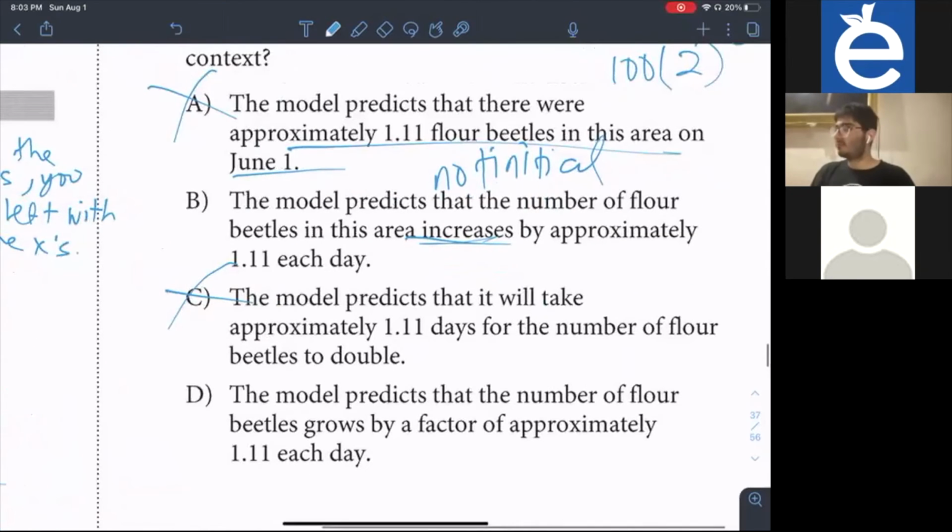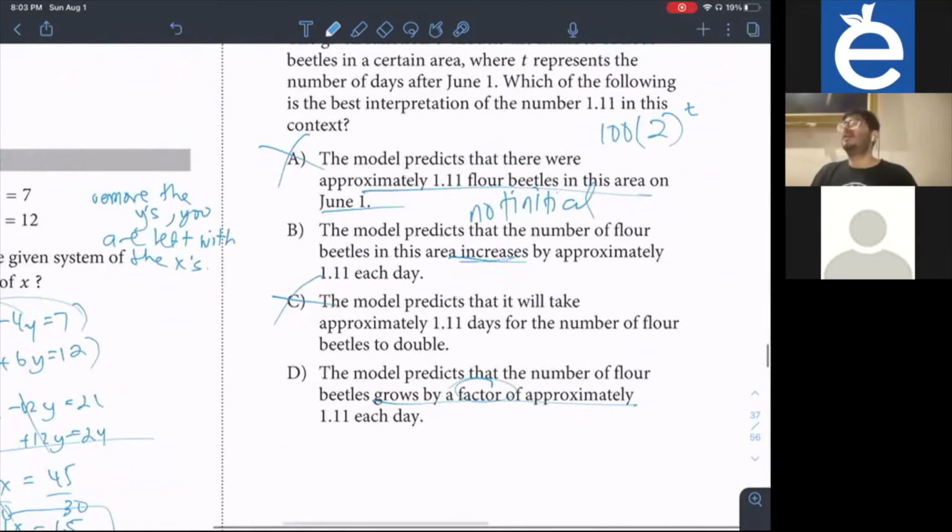And then choice D, the model predicts that the number of flower beetles grows by a factor of approximately 1.11 each day. Factor most hints at or suggests that it multiplies by 1.11 each day. And since it's exponential, that's what we're looking for. It's not growing at a constant basis.